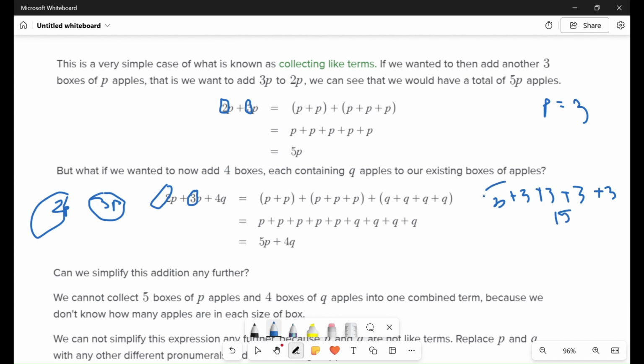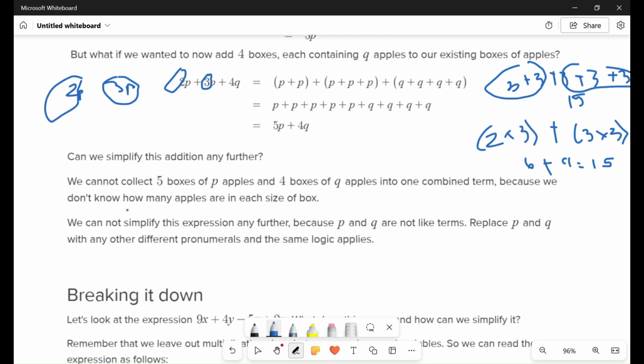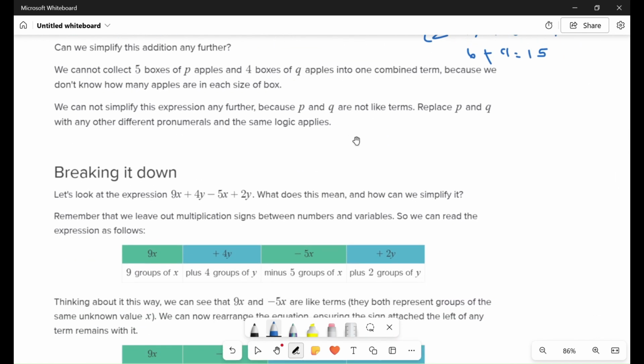And it says 2p and 3p. So I have 2 times 3 plus 3 times 3, which is equal to 6 plus 9, which is equal to 15. But q is different from p, so we don't know how many apples are in a box of q. Therefore we keep them separate. We cannot collect 5 boxes of p apples and 4 boxes of q apples into one combined term, because we don't know how many apples are in each size of box. We cannot simplify this expression further because p and q are not like terms.